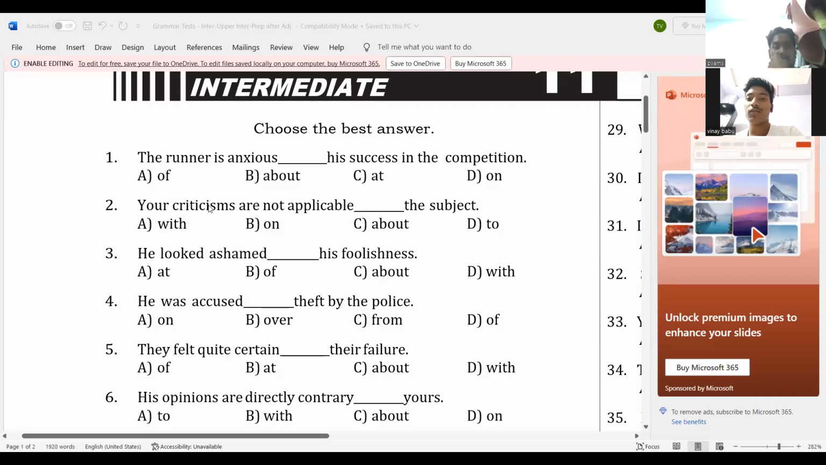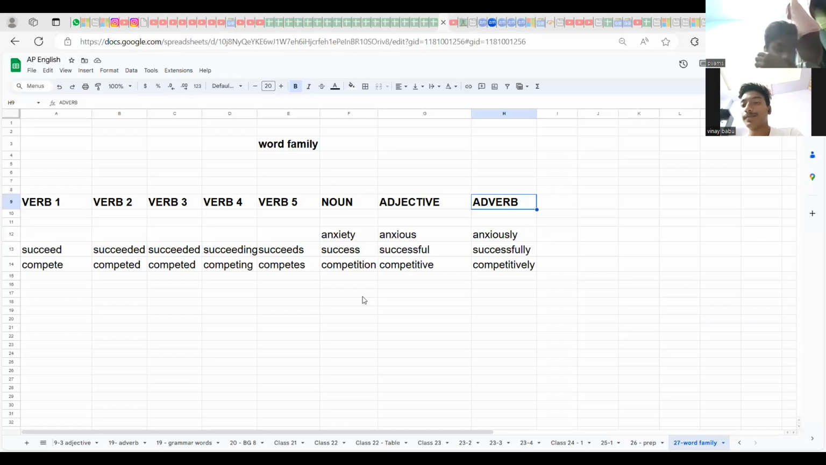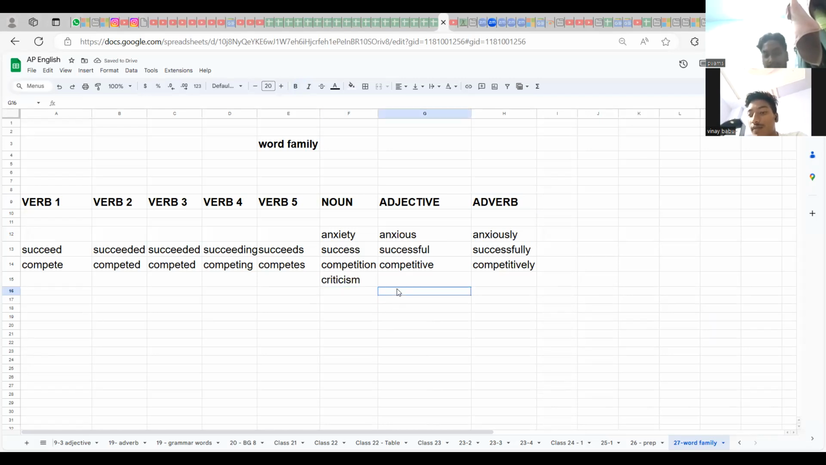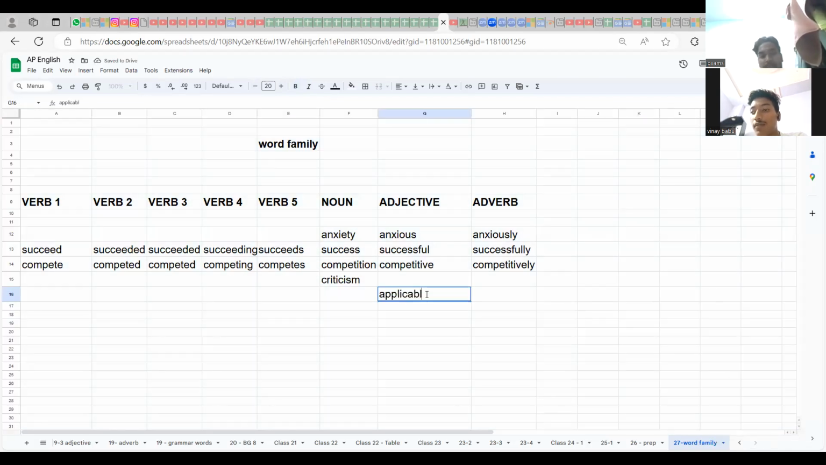Read this one. Vinay, how do you read it? How do you read this word? Criticisms. Criticism. See, you forgot yesterday. Look at the criticism. Applicable. Criticism, applicable. The criticism is going to come here. Applicable is going to come here. Now, the criticism, when it comes here, careful.